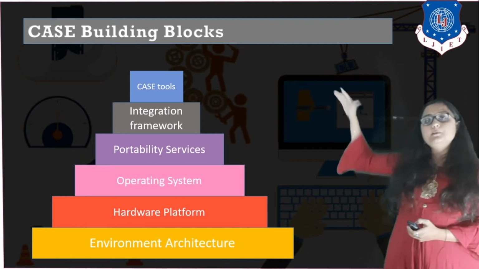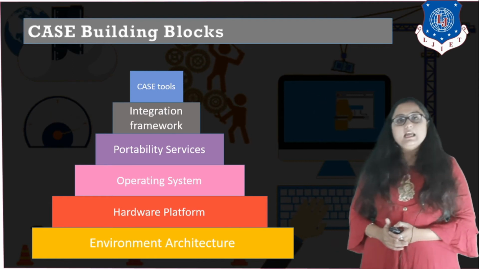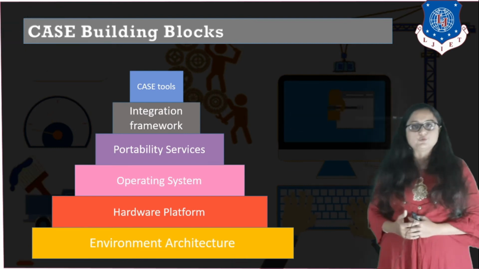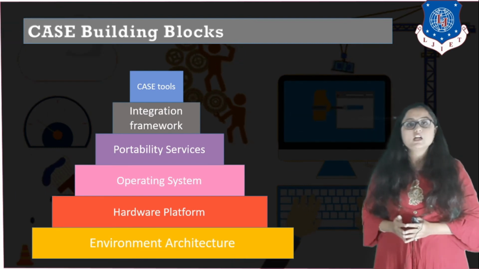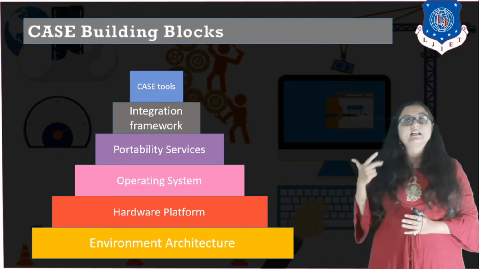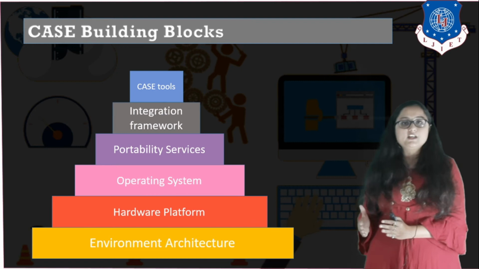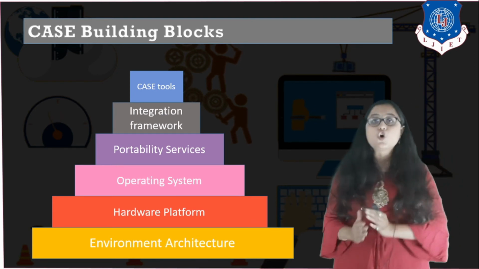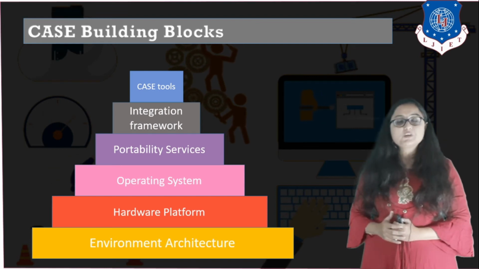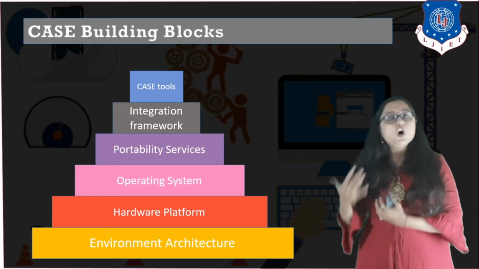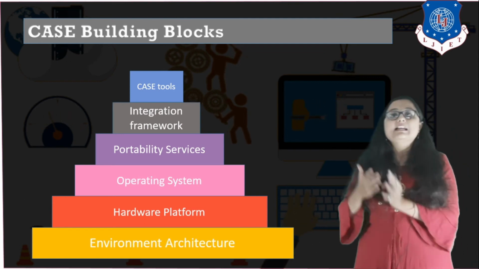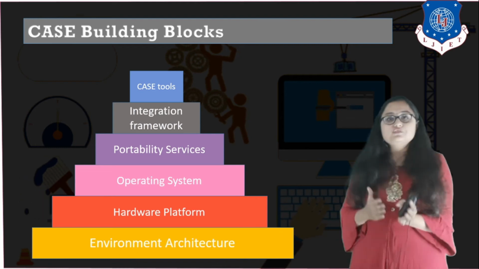So these all are the building blocks for case environment. So basically case tools are divided into three categories. Uppercase tools are the tools that are used for planning, requirement analysis and designing. So till the designing phase, all the tools that you use for automating your software engineering activity come under uppercase tools. Lowercase tools are all the case tools that you use after designing, that is coding, testing and maintenance, right? So these all are the tools.